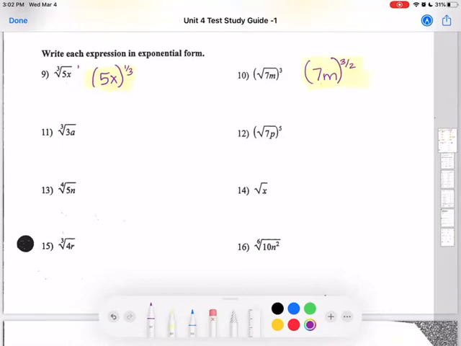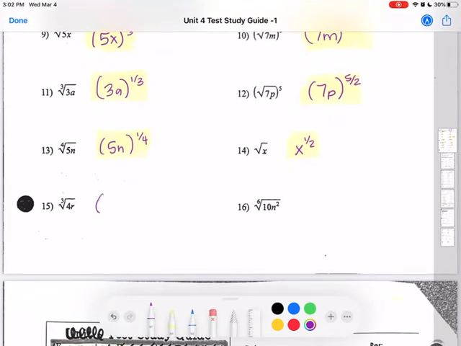Here I have 3a being raised to the 1/3 power. Here I have 7p being raised to the 5/2 power. This is 5n to the 1/4 power. This is x to the 1/2. Parentheses are unnecessary because I just have an x. Here I have 4r being raised to the 1/3 power.